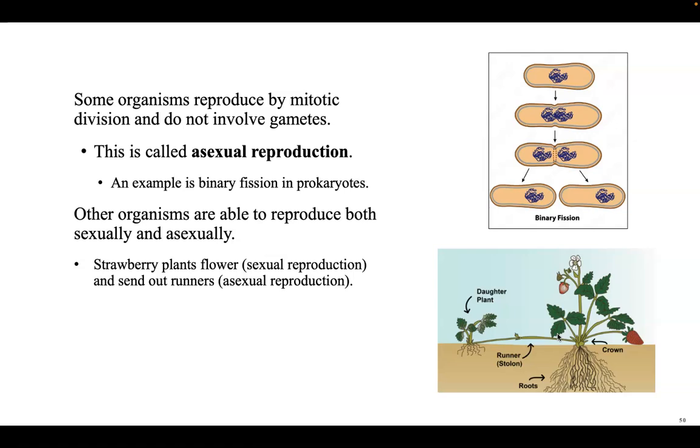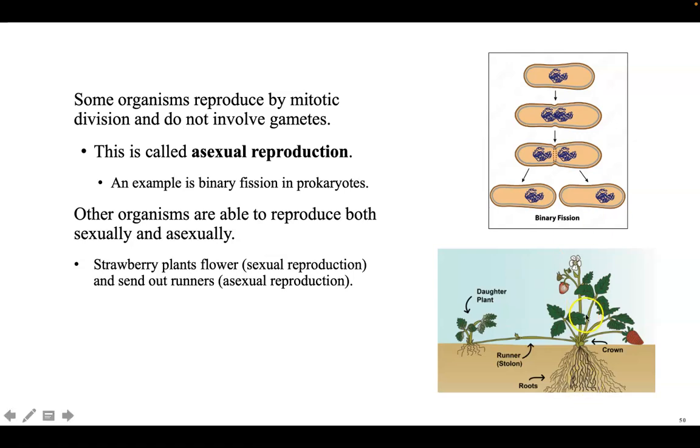Some organisms reproduce by mitotic division and do not involve gametes at all. That is asexual reproduction. The example that we have here is binary fission, which is happening in prokaryotes. You remember these are clones, so that is asexual reproduction. But there are also organisms that are able to reproduce both using sexual and asexual reproduction.